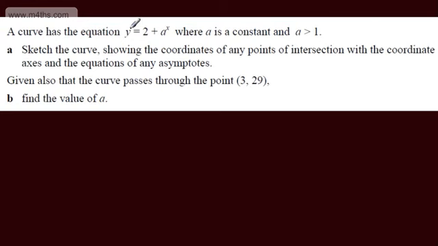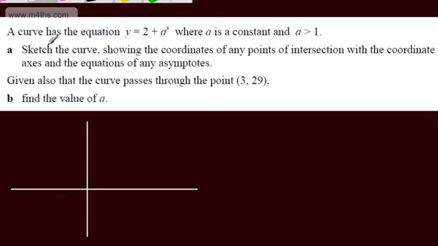A curve has the equation y is equal to 2 plus a to the x, where a is a constant and a is greater than 1. In part A, we're asked to sketch the curve showing the coordinates of any point of intersection with the coordinate axis and the equation of any asymptotes. So let's just focus on y is equal to a to the x. What I'm going to do now is just go ahead and sketch that. So what we'll have then is the following.